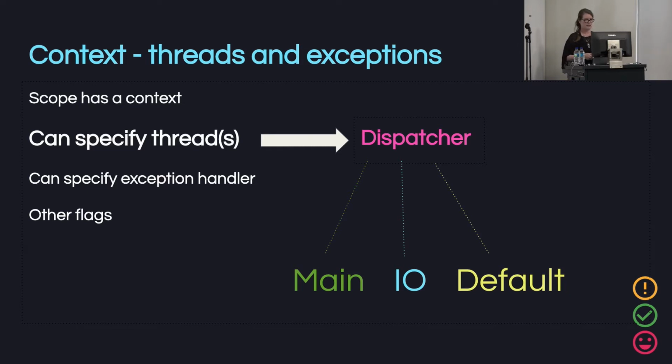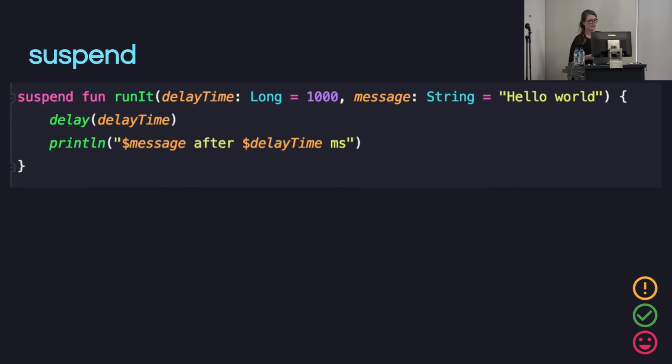So that's almost the end of the theory. In Kotlin, what they did is add one keyword, and that's the suspend keyword. You put suspend in front of a function if you want to be able to suspend inside it. Suspend functions can call other suspend functions. But if you've got a suspend function, you need a coroutine to be able to call it.